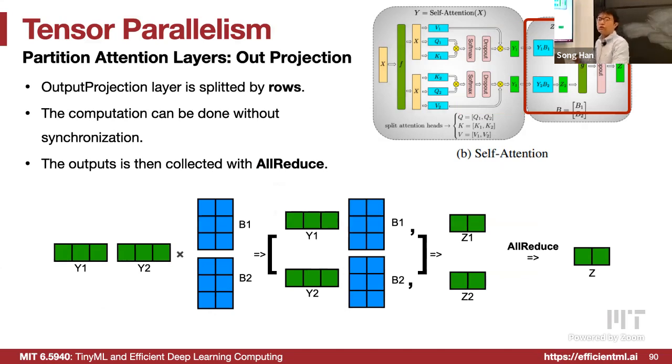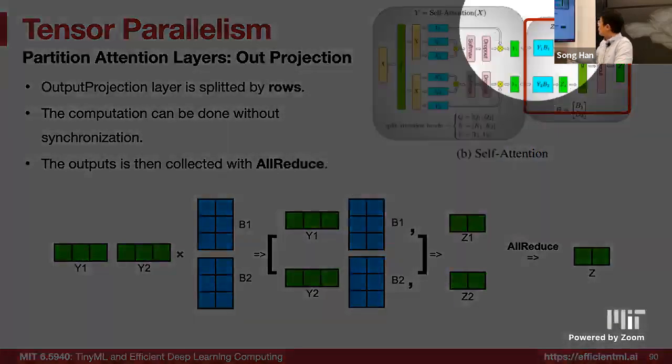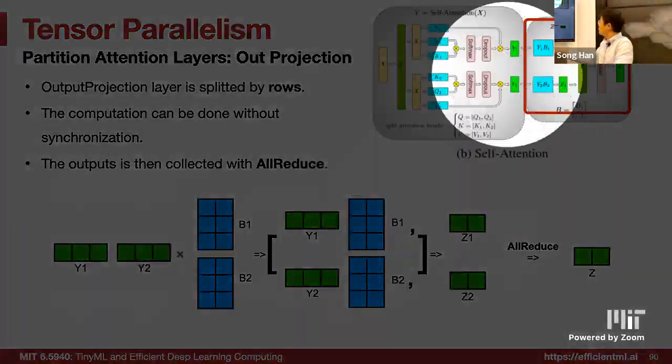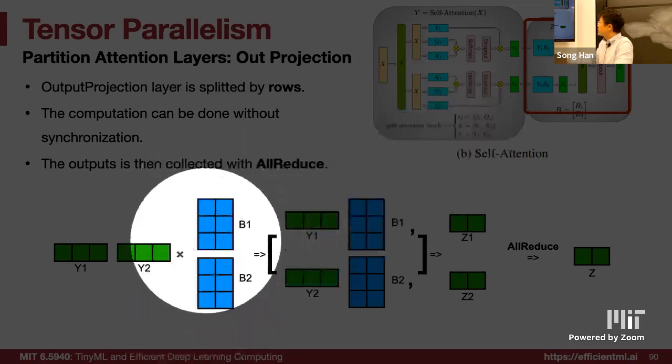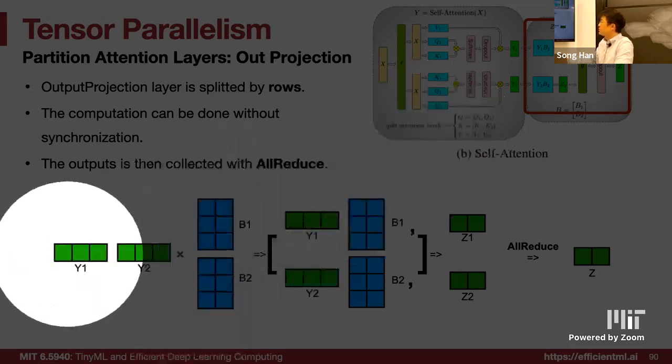And finally, we want to do the output projection. Remember, we have Q, K, V, O, 4 projection matrices. Now we are talking about the last output projection. We have Y1 and Y2 right here. And this is the projection matrix, which is 6 by 2. Input is 1 by 6.